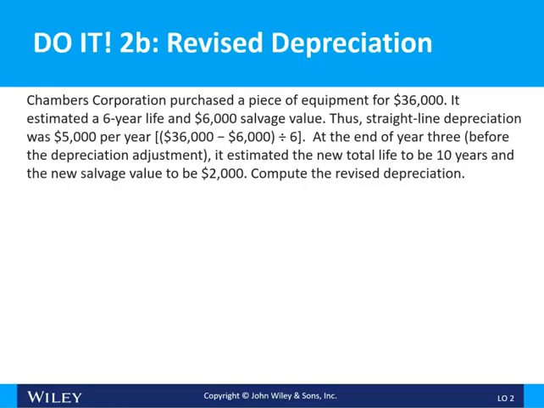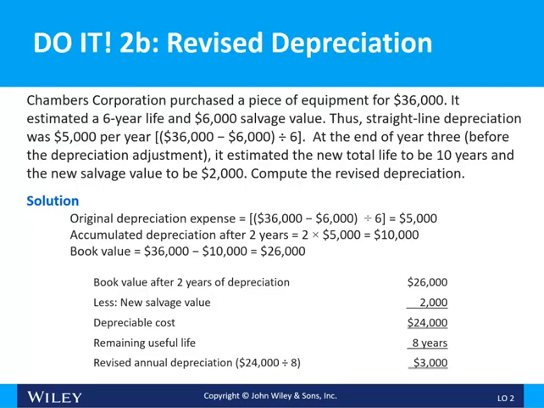So Chambers Corporation purchased a piece of equipment for $36,000. Estimated 6-year life, $6,000 salvage value. So the straight line depreciation was $5,000 per year. That's the cost minus the salvage value divided by useful life. At the end of year 3, before the depreciation adjustment, it estimated the new total life to be 10 years and new salvage value to be $2,000. So we're extending the useful life by 4 years, but we're reducing the salvage value. What is the revised depreciation?